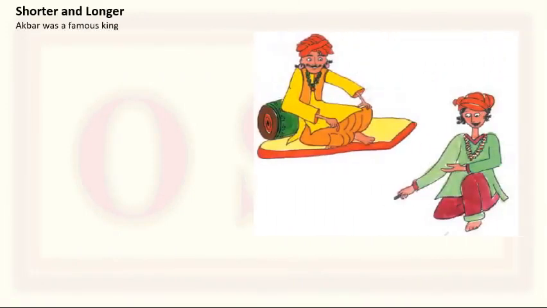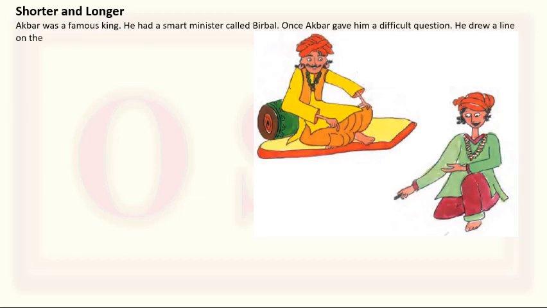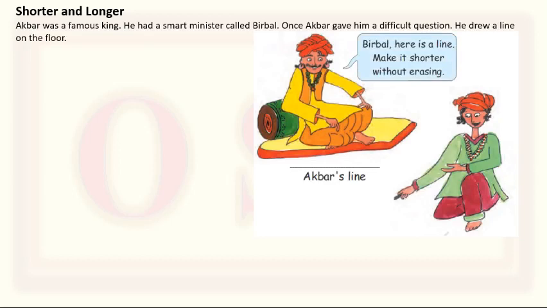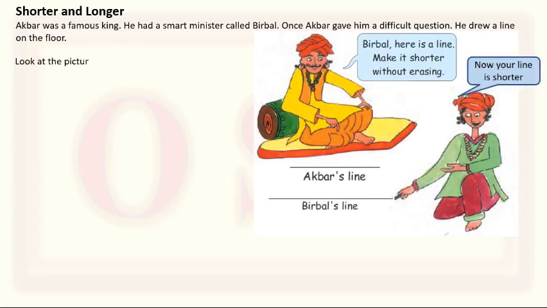Shorter and longer. We have already gone through this. Now, Akbar was a famous king. He had a smart minister called Birbal. Once Akbar gave him a difficult question. He drew a line on the floor. Birbal, here is a line, make it shorter without erasing. Birbal was smart. He drew a bigger line and said, now your line is shorter.